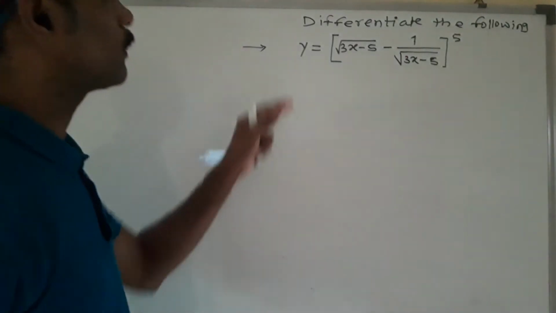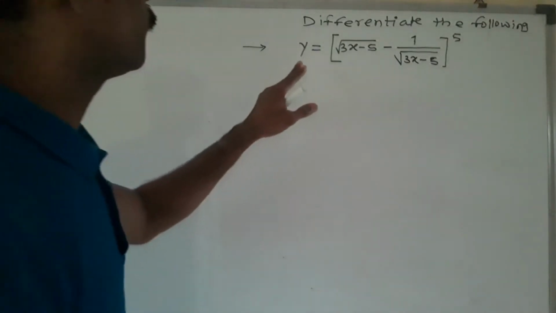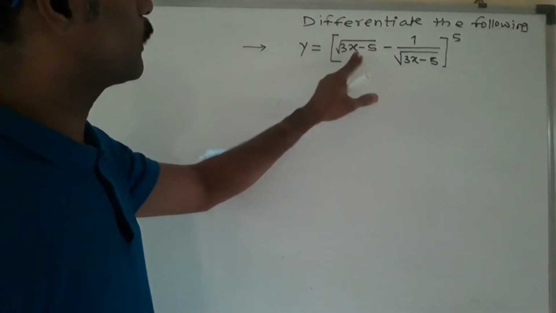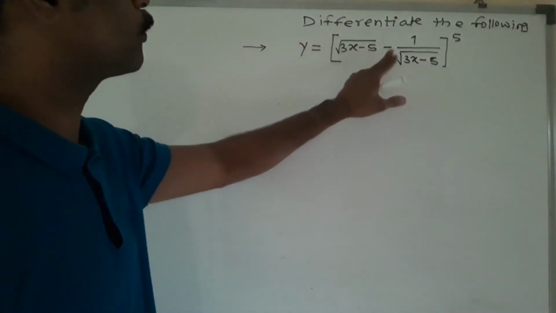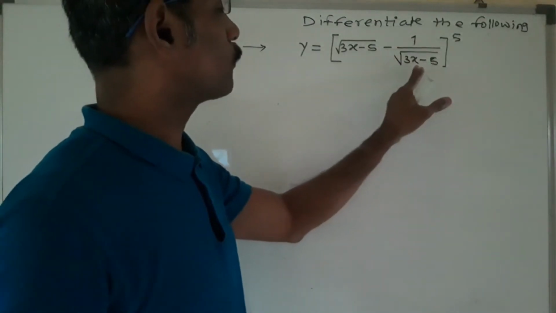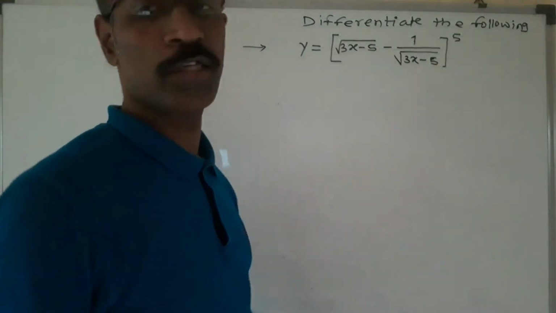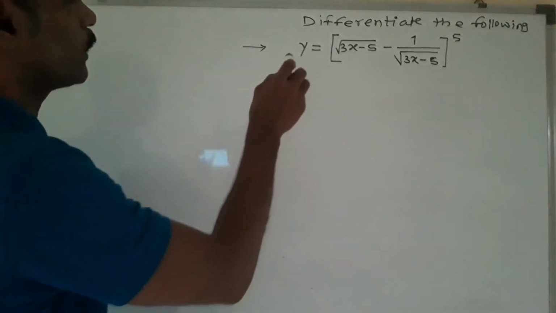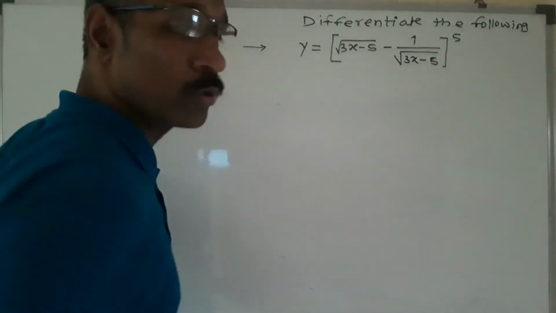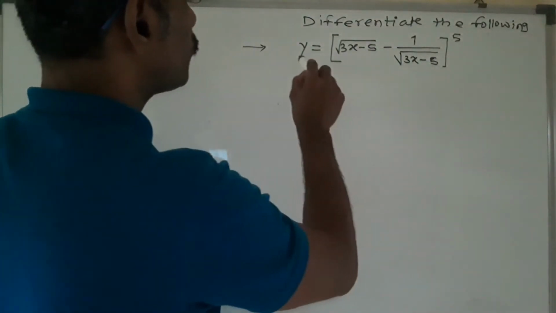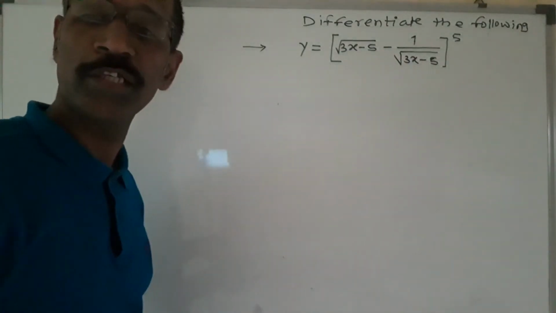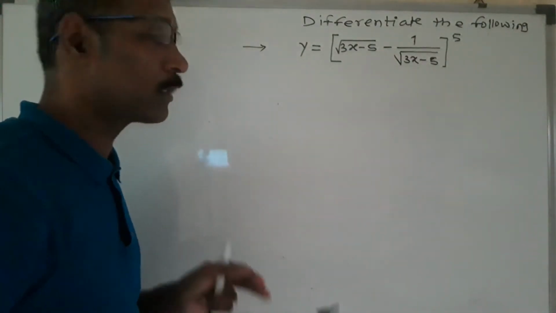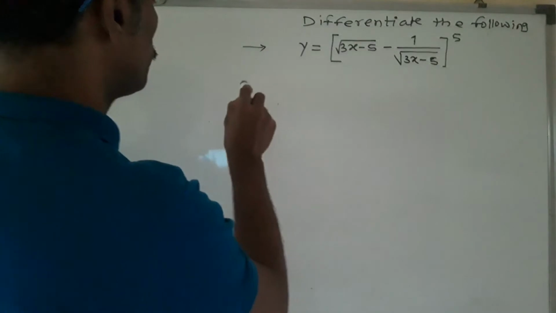Hello friends, differentiate the following: the bracket square root of 3x minus 5 minus 1 upon square root of 3x minus 5, bracket raised to 5. Now, I will directly write here y is equal to this expression. Now, differentiating with respect to x, we get it this way.